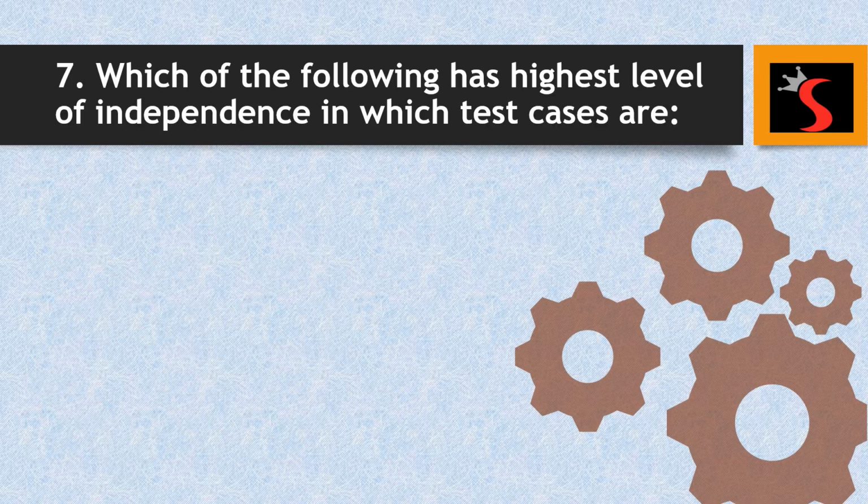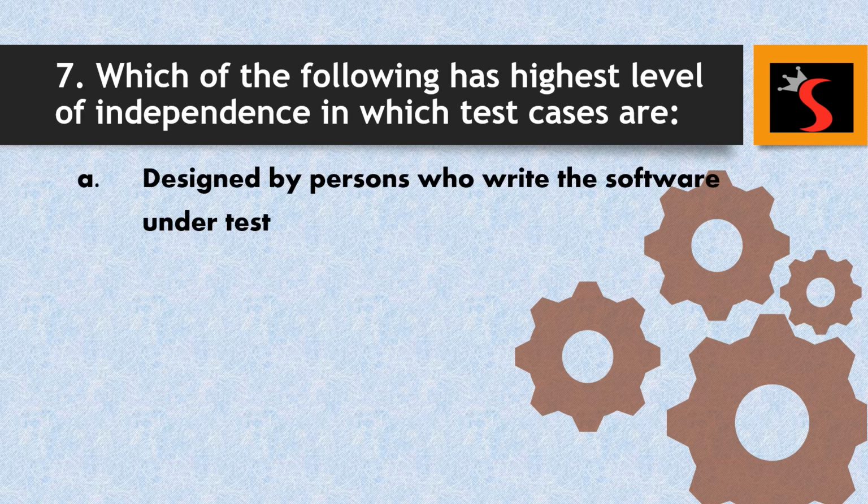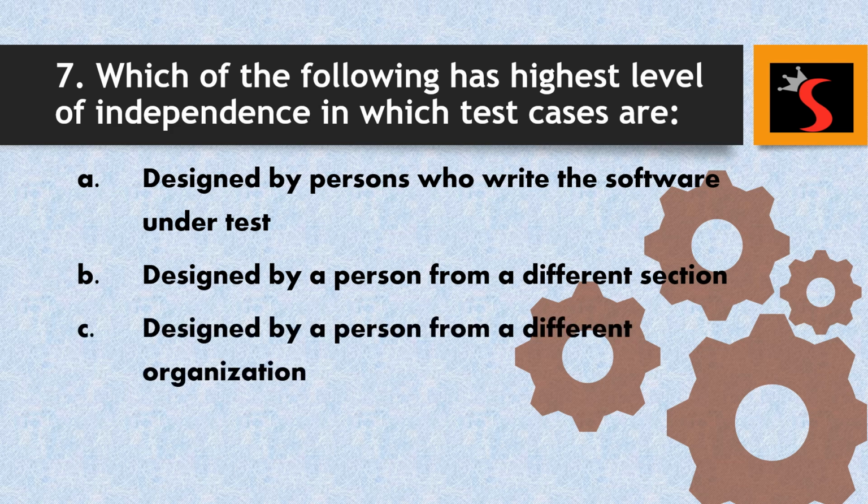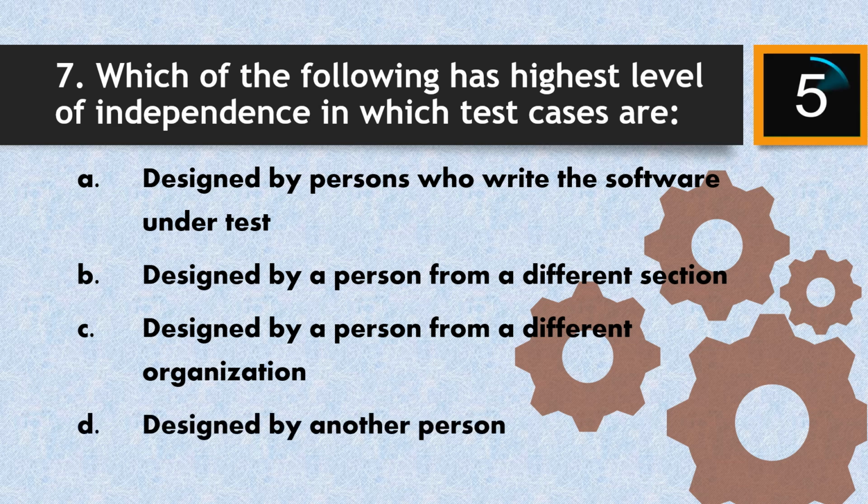Seventh question is, which of the following has the highest level of independence in which test cases are A. Designed by persons who write the software under test. B. Designed by a person from a different section. C. Designed by a person from a different organization. Or D. Designed by another person.